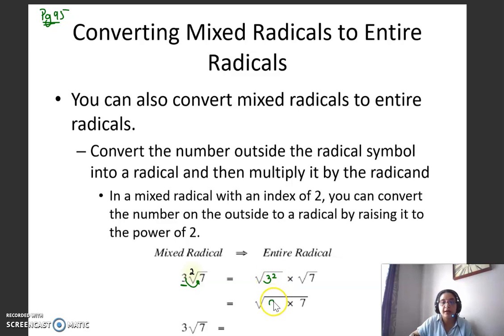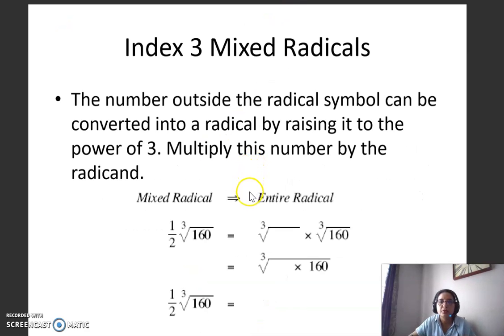So this will become 9, and then 9 times 7 is 63. So now this became square root of 63. Right? So 3 root 7 becomes square root of 63. Likewise, if you wanted to take it the other direction, you would have first found a perfect square, which is 9, which would take out 3. So you can see how it connects. And it's basically the same thing when it comes to cube root.